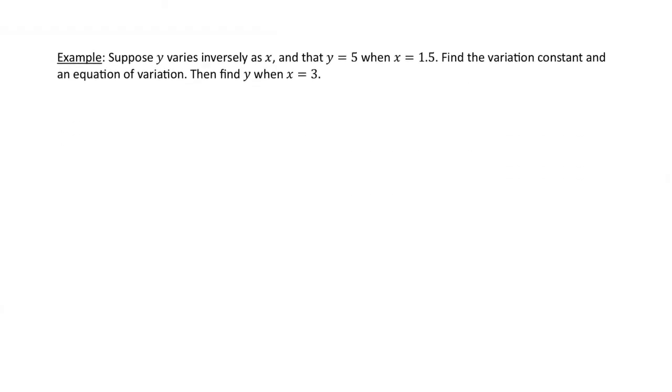Okay, so that's one property that inverse variation has. Now let's look at another example. Suppose y varies inversely as x, and that y equals 5 when x is 1.5. Find the variation constant and an equation of variation, then find y when x is 3.